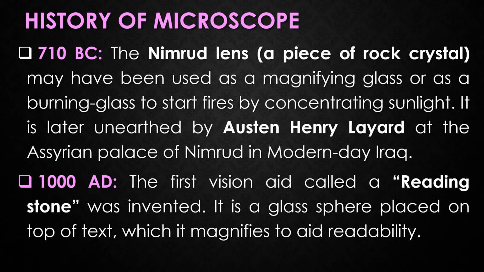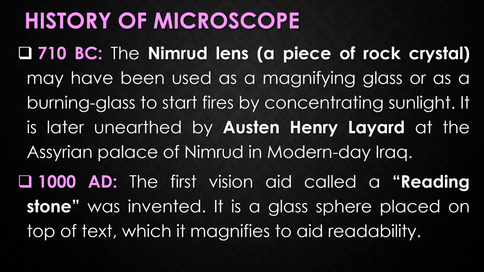History of the microscope. The history of the microscope started in 710 BC with the Nimrod lens. The Nimrod lens is a piece of rock crystal that may have been used as a magnifying glass or as a burning glass to start fires by concentrating sunlight. It was later unearthed by Austen Henry Layard at the Assyrian palace of Nimrod in modern-day Iraq.